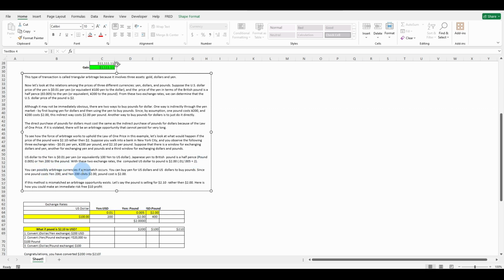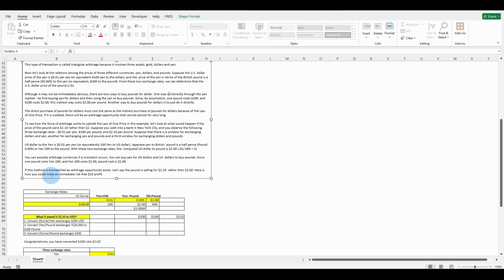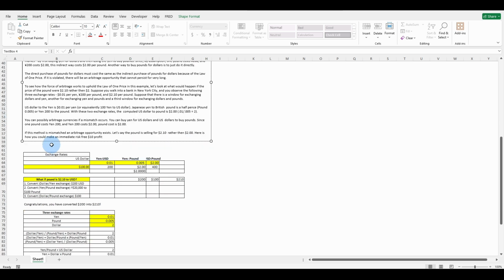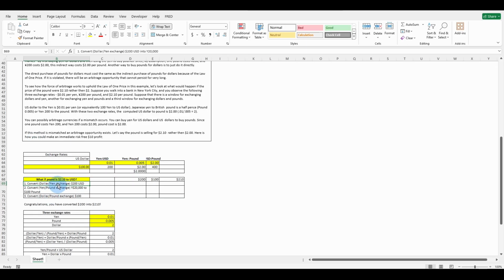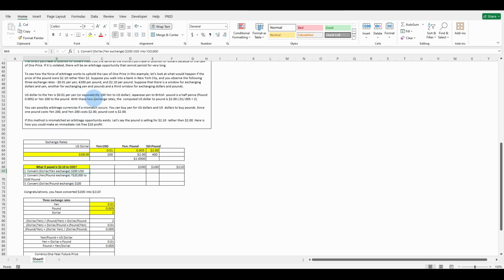You can possibly arbitrage currency if a mismatch occurs. You can buy yen for US dollars and then use the yen to buy pounds. Since 1 pound costs 200 yen and 200 yen costs $2, the pound costs $2. If this method is mismatched, an arbitrage opportunity exists. Let's say the pound is selling for $2.10 rather than $2. Here's how you could make an immediate risk-free profit. You have the yen at 0.01, the pound at 0.005, and dollar to pound at 2. So what if the pound is 2.10 US dollars? Remember, we were pretending there were 3 different windows.